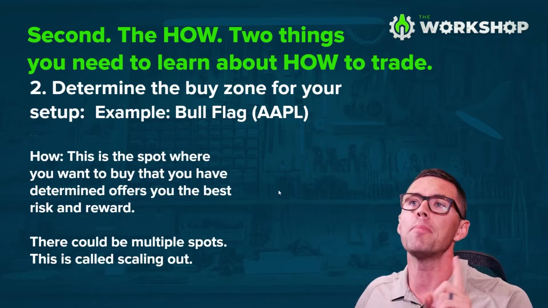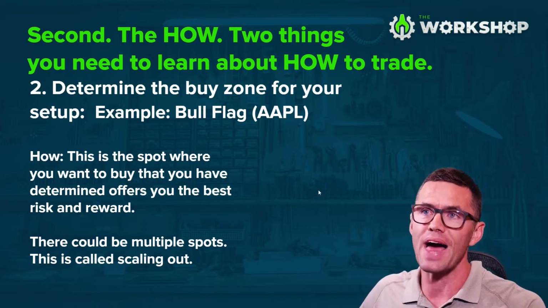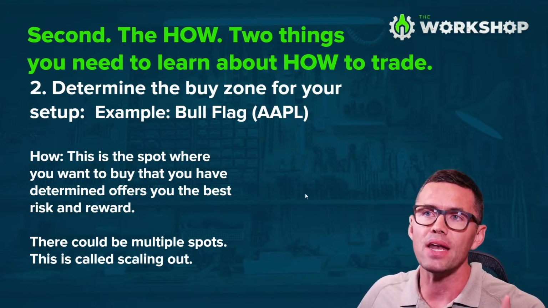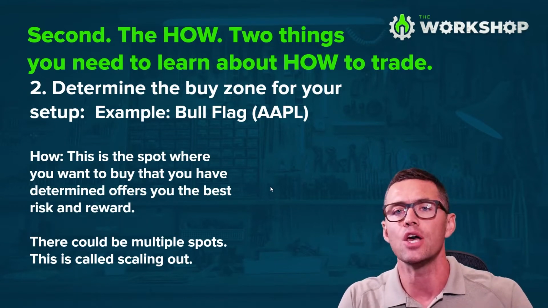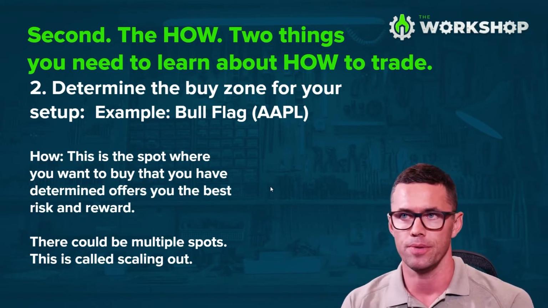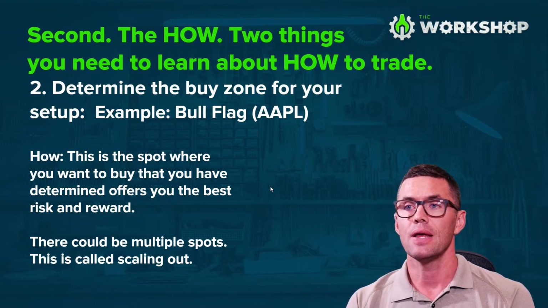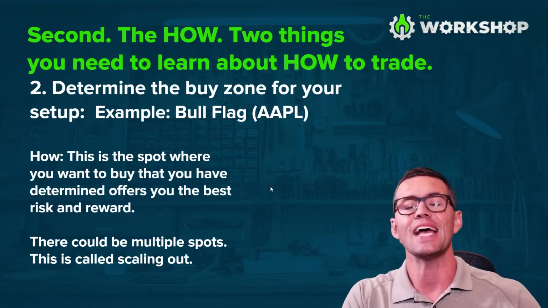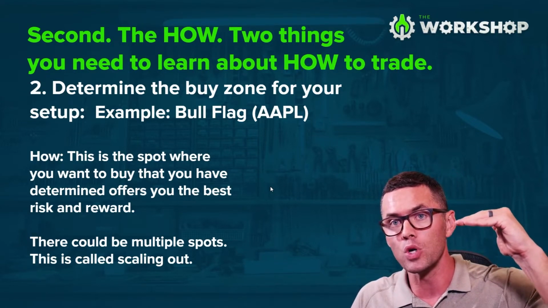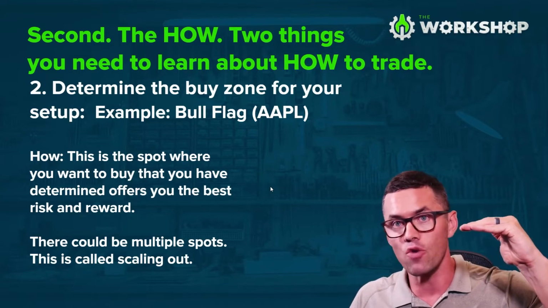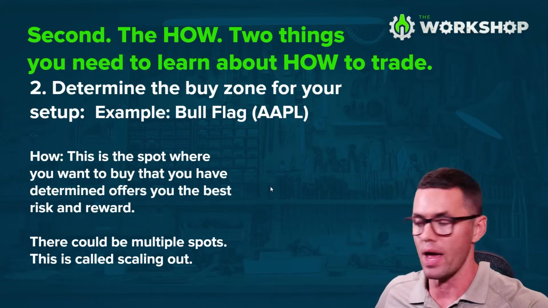And then you determine the buy zone for your setup. So again, if we're using the Apple bull flag, this is the spot where you want to buy that you have determined offers you the best risk and reward. This could be multiple spots, right? This is called scaling in and scaling out. You might buy a little bit here and it pulls back, it's an even better spot and still valid. Buy a little bit here, buy a little bit here and build your position that way.